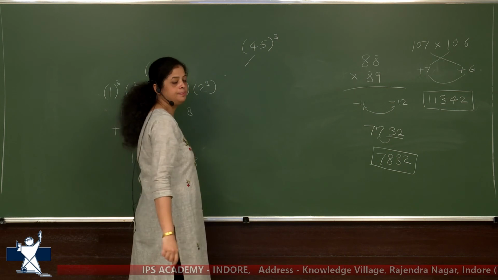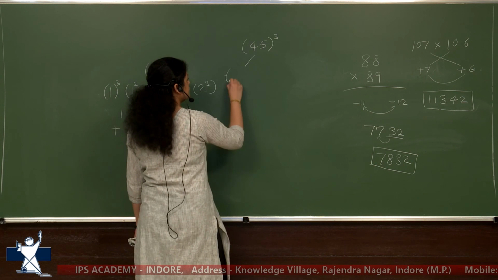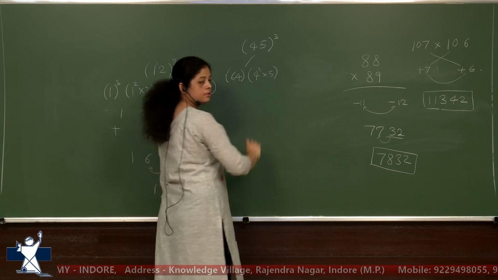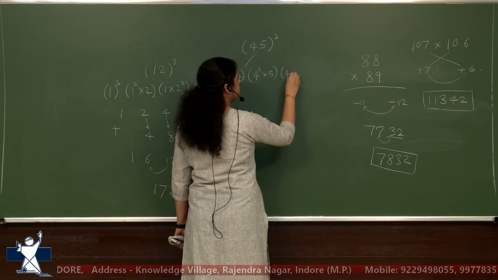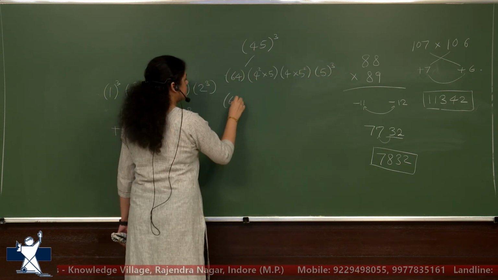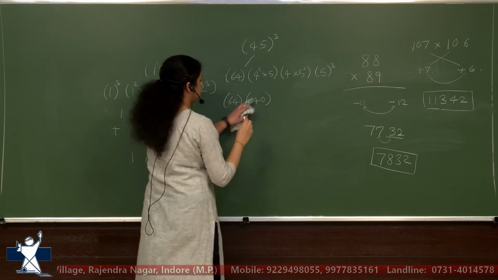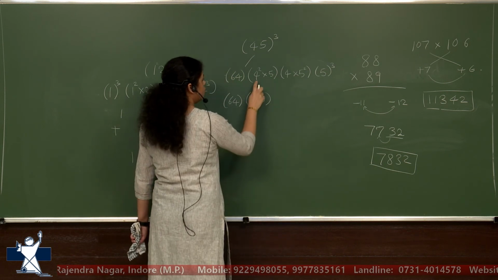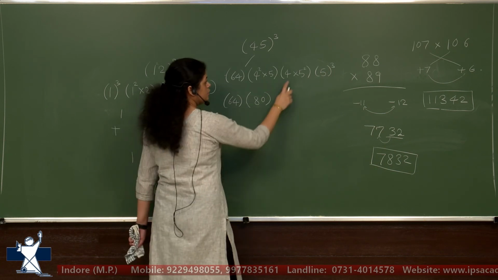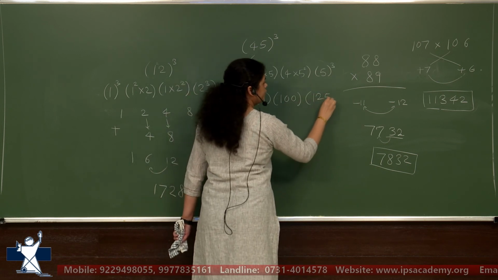So 4 cube is 64. Right? Then यहाँ पे 4 square into 5, 4 into 5 square and 5 cube. Right? So it will be 64, 40, नहीं, 80, 4 square. This will be 100, 25 into 4. And this will be 125.